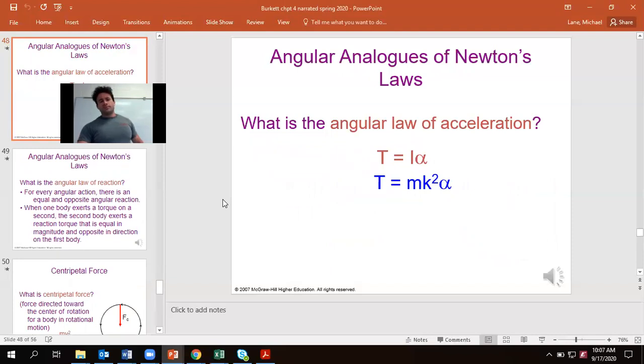So, angular acceleration. Let's go ahead and walk through an example here. If we're looking at having an initial torque, this torque is going to be equal to our angular inertia multiplied by the acceleration that the object is going to encounter. Okay. So let's have a little fun.